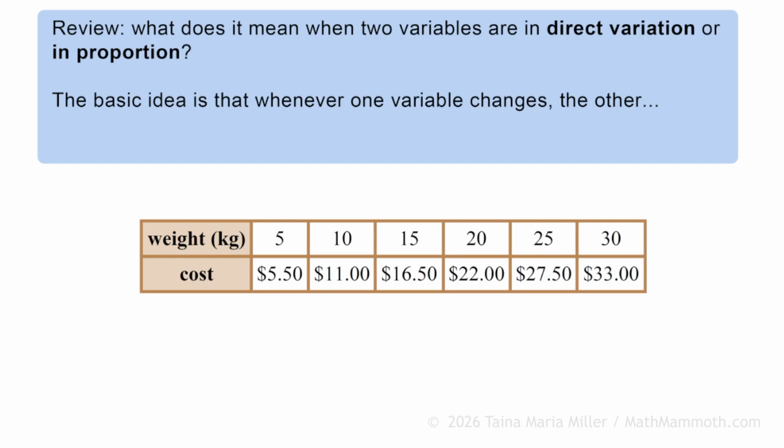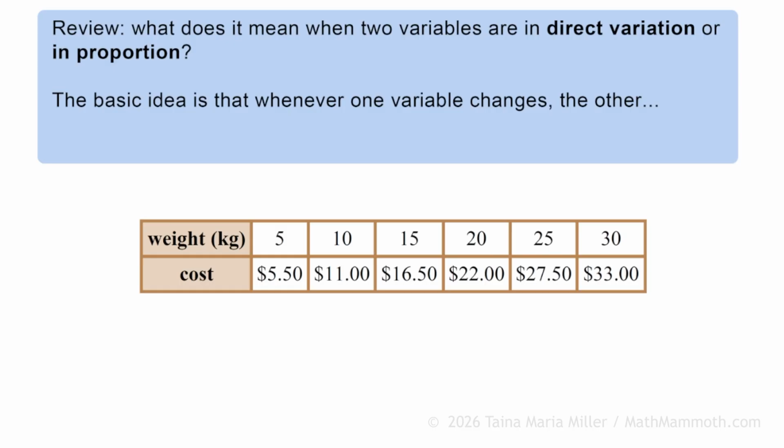For example, I've told you this before, that if one variable doubles, the other one doubles also. If one variable is 3 times itself, then the other one also is 3 times itself. Or if one variable is halved, the other one is also halved, and so on.